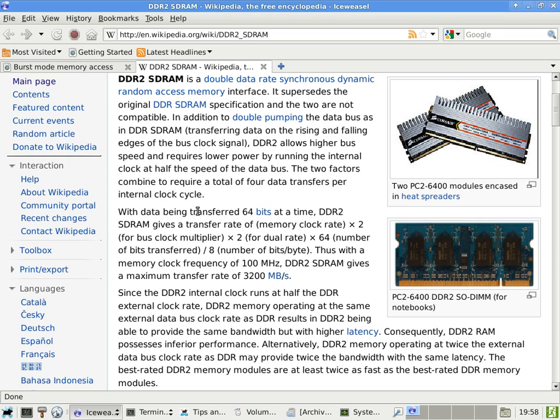Okay, so data is being transferred 64 bits at a time with DDR2. In dual channel, it can be 128. Right. Okay, so it's memory clock rate times 2 for the bus clock multiplier, times 2 for dual rate, times 64 bits per transfer, divided by 8, which is the number of bytes. So the clock frequency in this case is 100, while the maximum transfer rate is 3200 megabytes per second.